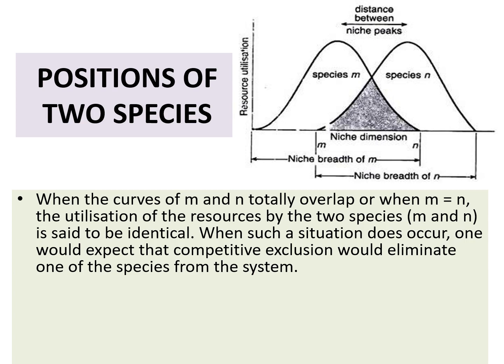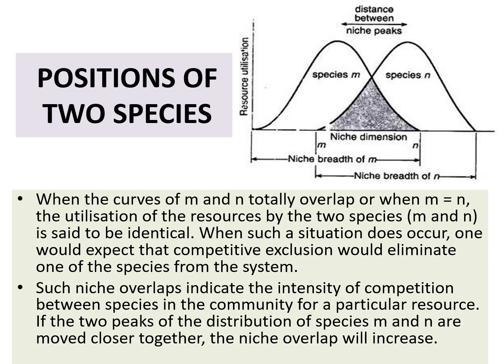When the distance between these two species, M and N, is far apart, they can coexist. The greater the closeness, the more the overlapping of species M and N, and the more the competition. Such niche overlap indicates the intensity of competition between the species of a community for a particular resource. If the two peaks of the distinct distributions of species M and N are moved closer together, the niche overlap will increase.